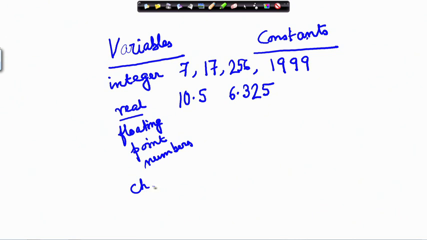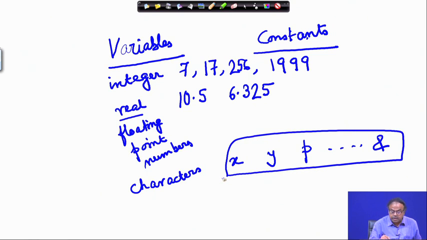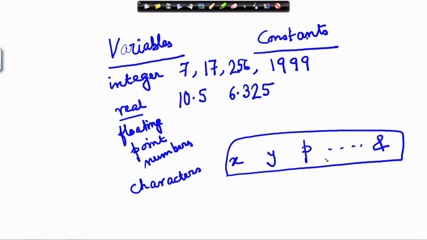Similarly, I can have characters like, say, x, y, p, whatever, these are different characters. Any of these alphanumerics can be characters. So we know what is an integer, what is a real or floating point, and what is a character.